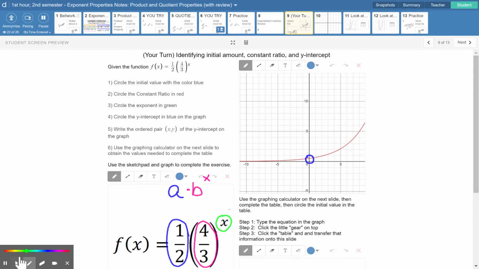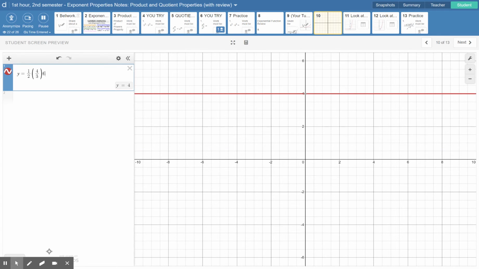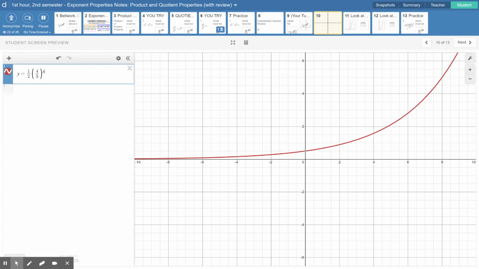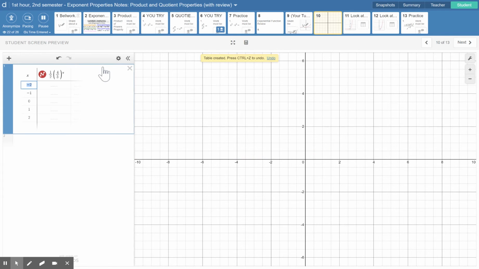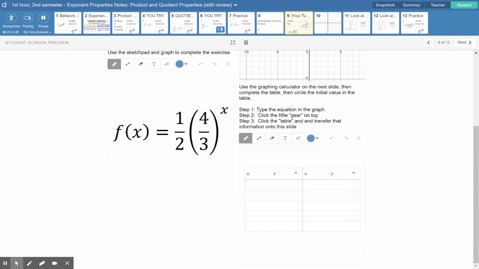So in the next slide, all you're doing is transferring that equation over to make the table. So type in the equation, and then the instruction said to click the gear, and then to actually click the table. Now all I wanted you to do was transfer that information onto slide 9 again, and then just write it down.